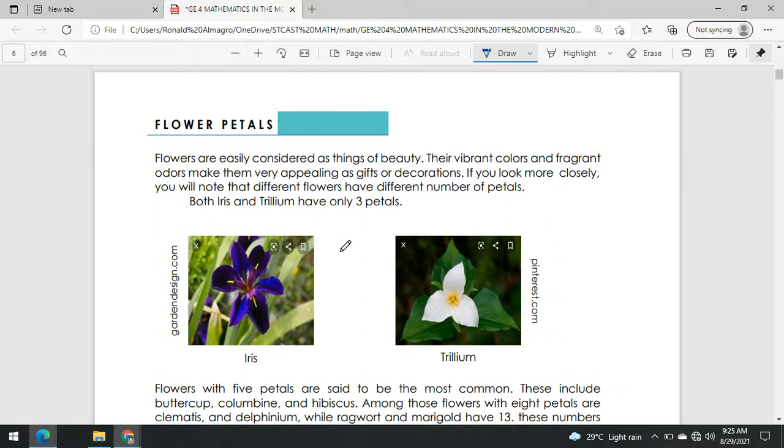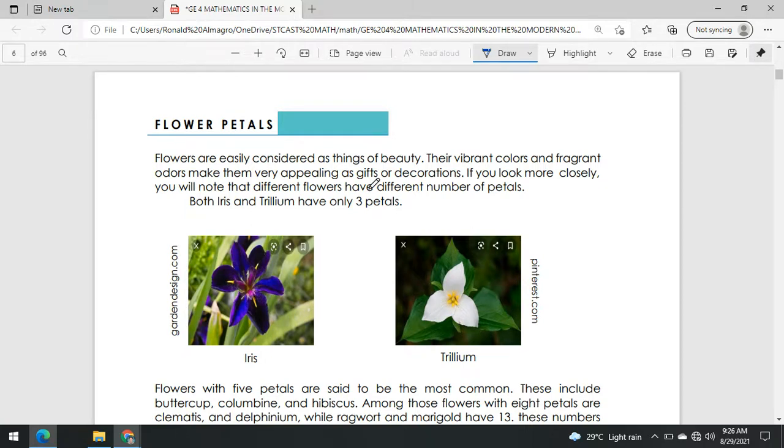Okay, the flower petals po. Flowers are easily considered as things of beauty. So their vibrant colors and fragrant odors may make them very appealing as gifts or decorations. Like on Valentine's Day, flowers are popular because of the colors, the fragrance, the odors, right? Okay, so in interior decoration in the house, you put flowers as decorations.